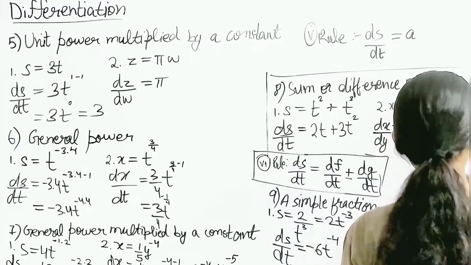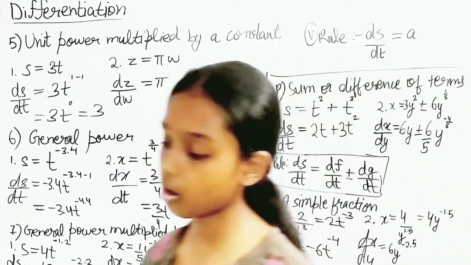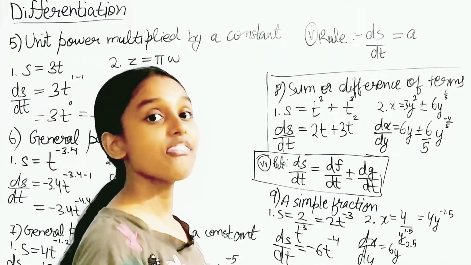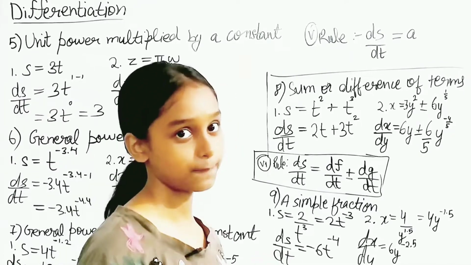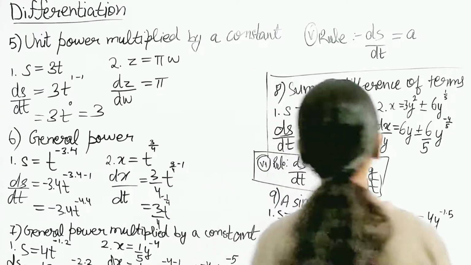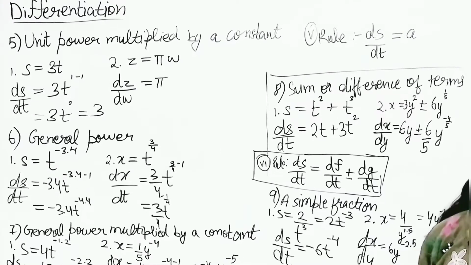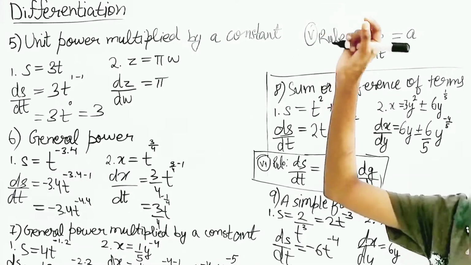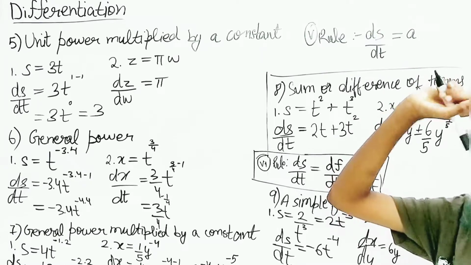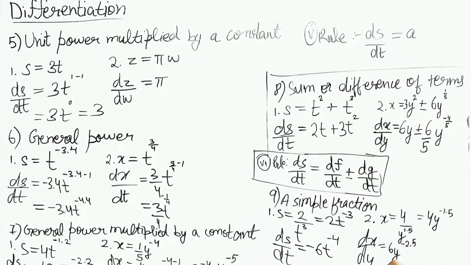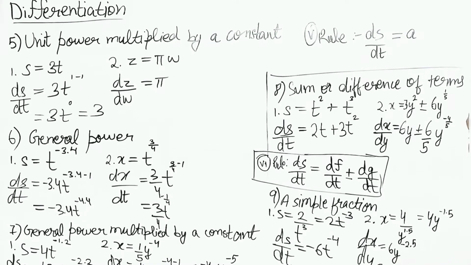Here we have used a little different rule. Now I'm going to show you something. In a simple fraction, our n is always going to be negative, the one which is in the exponent. So this is going to be our seventh rule.